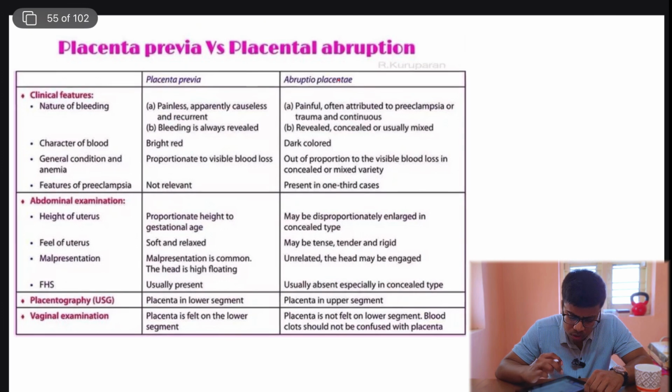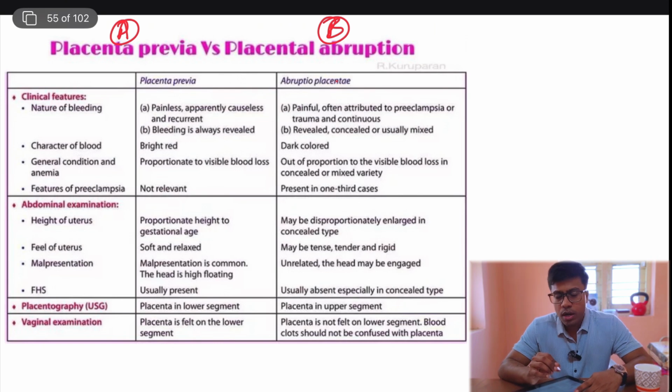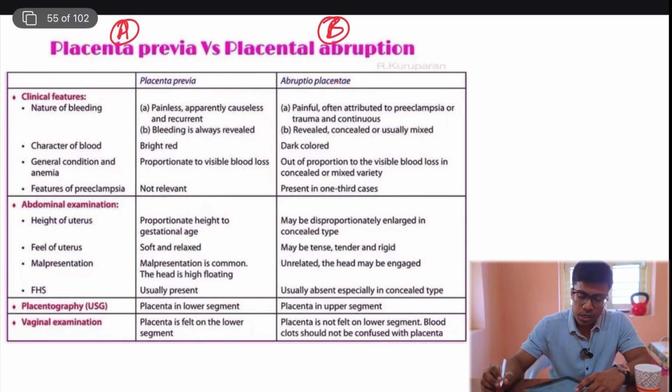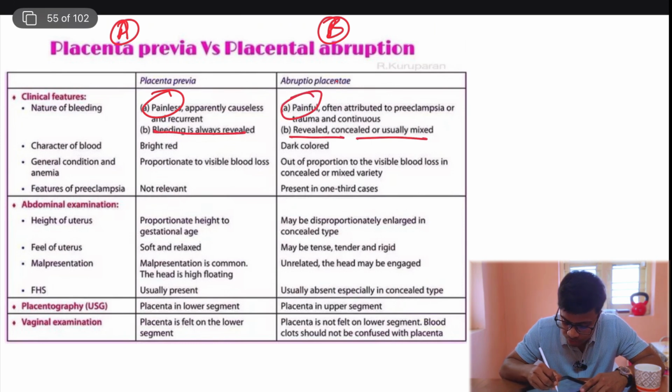Then 2 cases, very important: placenta previa and placental abruption. These are very important. So what are the key features to diagnose these both conditions and make a differential diagnosis? Placenta previa is a painless condition. Abruption placenta is a painful condition. Bleeding is always revealed here; in abruption it can be revealed, concealed or mixed. Bright red colored in previa, dark red color bleeding in placenta abruption. These are a history clincher.